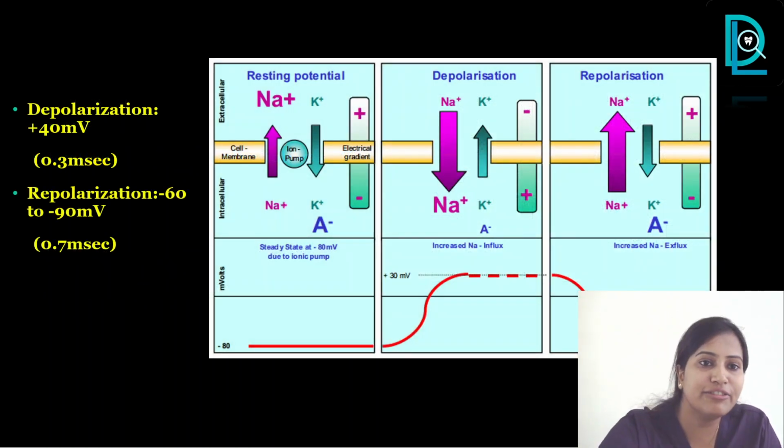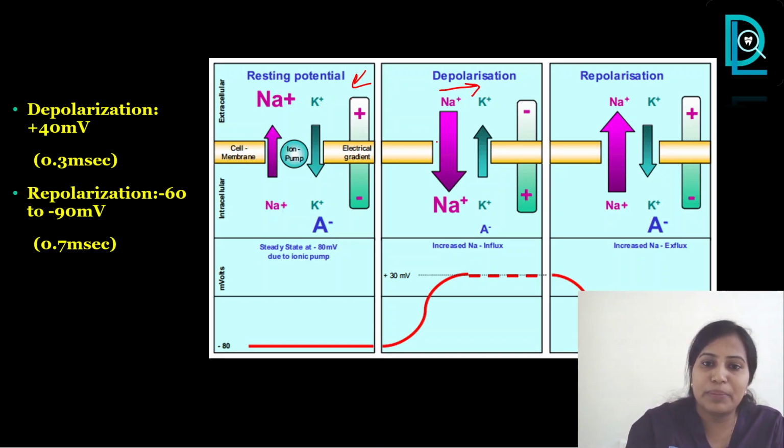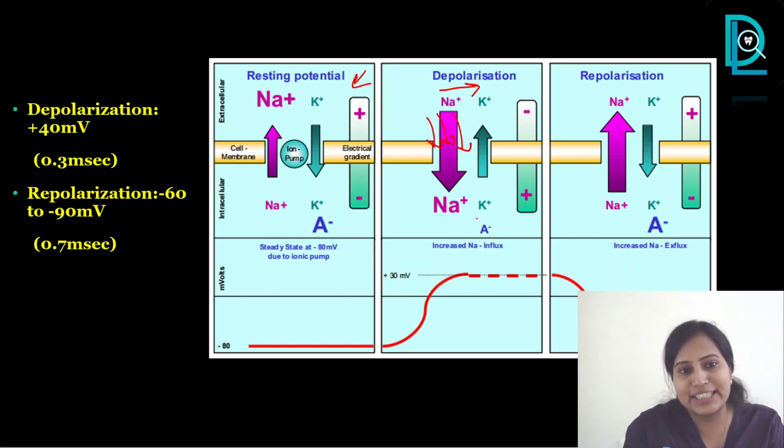Let's see in different steps what happens. So for the first one, here is the resting stage, right? We already know the potential difference between the intracellular and extracellular space. Now what happens during depolarization? When an action potential is generated, the sodium channel opens and there is an influx of sodium. The extracellular sodium comes inside and increases the potential inside.